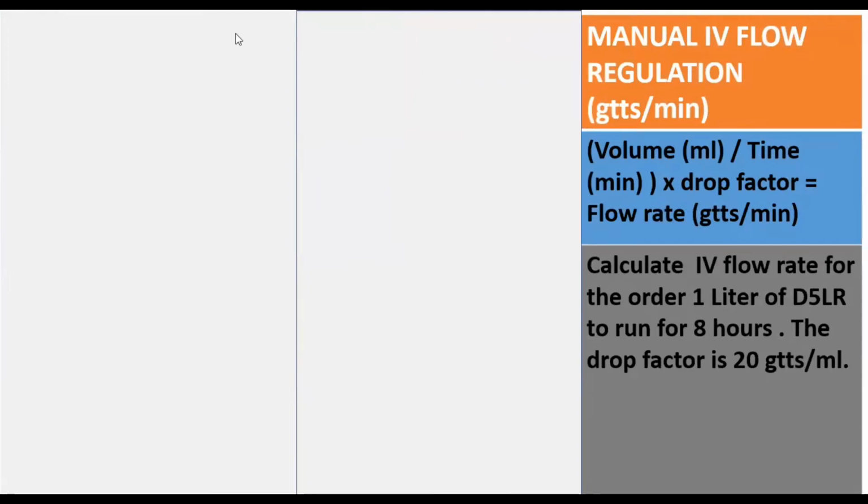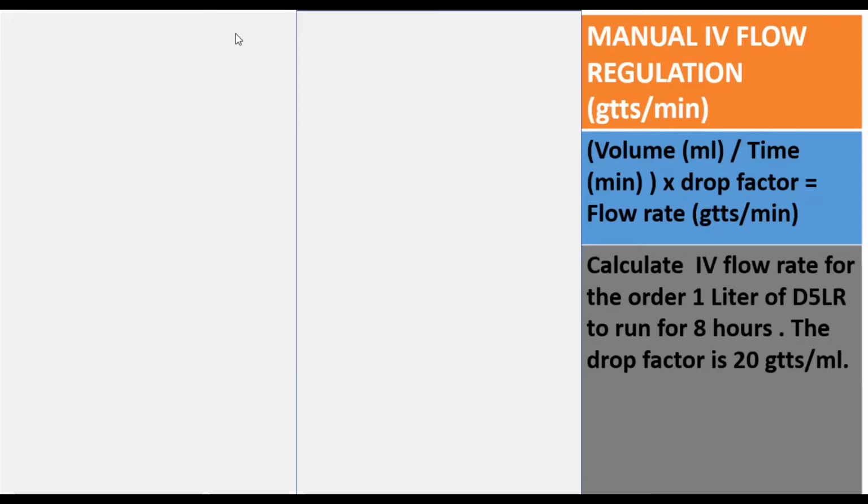Another problem has something to do with the manual IV flow regulation. In the event that a certain unit doesn't use an IV infusion pump, the nurse would have to manually regulate the IV fluid, and the measurement should be drops per minute.